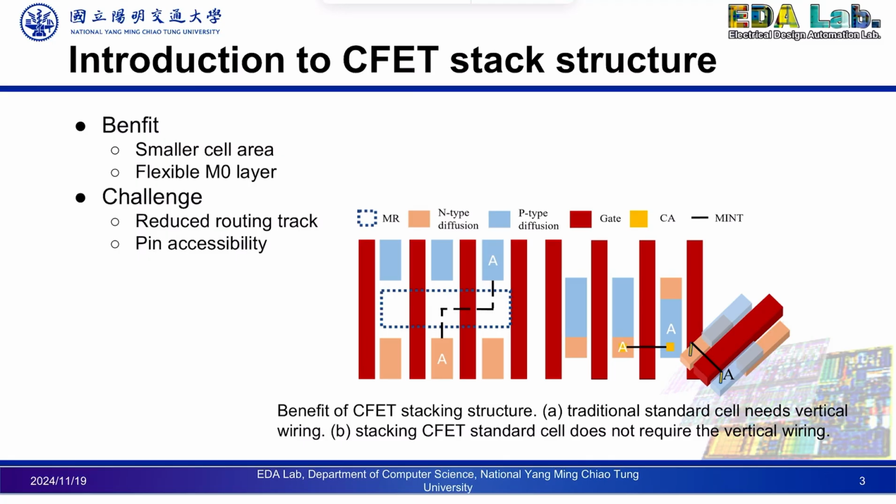So the benefit will be a smaller cell area and a more flexible horizontal layer. The challenges are, with a smaller cell area, the number of routing tracks is also reduced, which makes it more difficult to complete the cell routing or the routing at the block level. To solve these two challenges, we may require a more comprehensive routing engine and a more comprehensive DRC model in the cell synthesis stage.